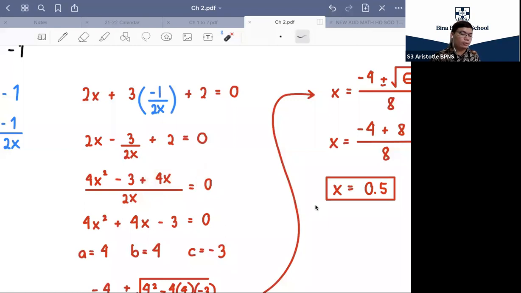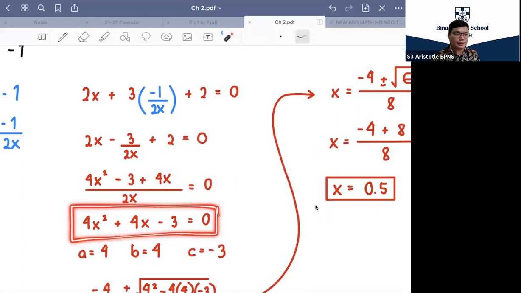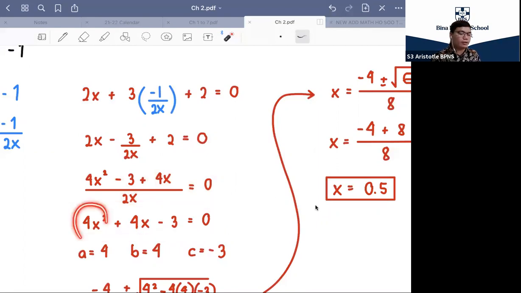And then how do I remove the fraction? You cross multiply this one. If you multiply 2x and 0, obviously the answer is 0. So therefore you have 4x squared plus 4x minus 3 equals 0. For this one, class, I did not use factorization because x squared here has a number. It's trickier to factorize this kind of equation. So what I did, I just used the quadratic formula.